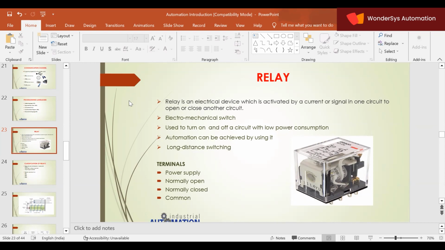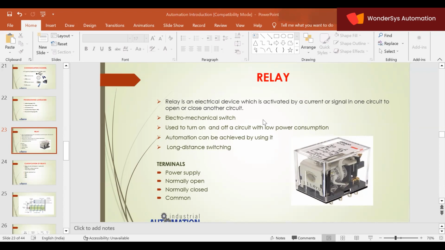So we'll start with relay. Can anyone tell what is relay? Relay is like a switching device. Okay, why is it used? For protection purpose, say PLC. Okay, for protection purpose it is used. Yes, ma'am. Okay, fine, correct.